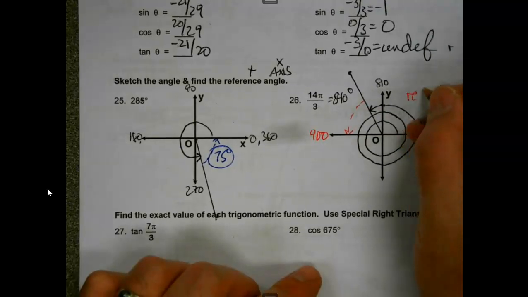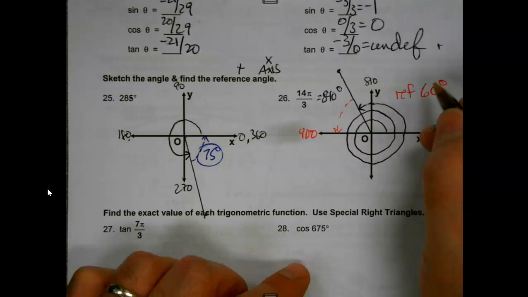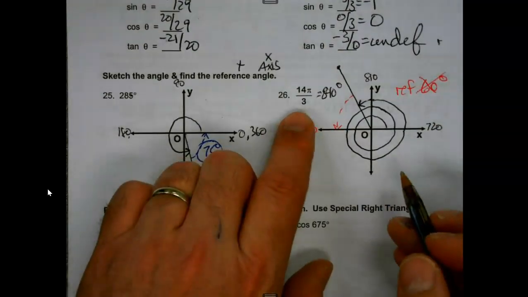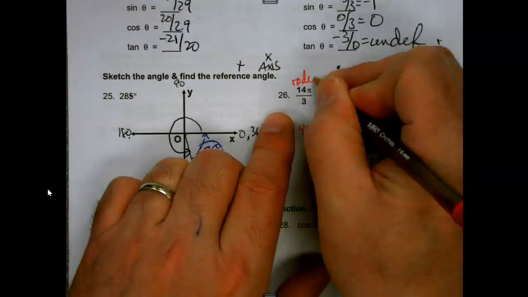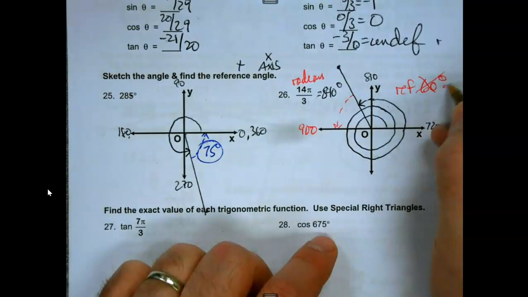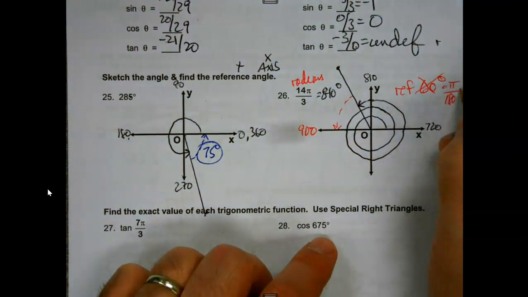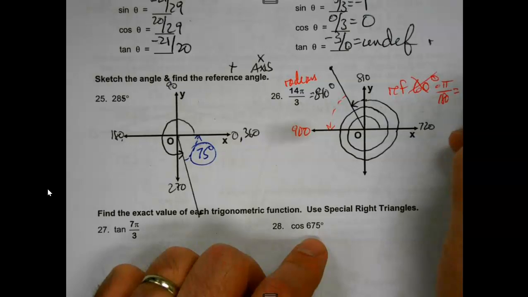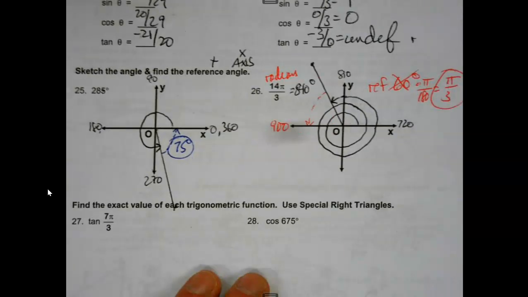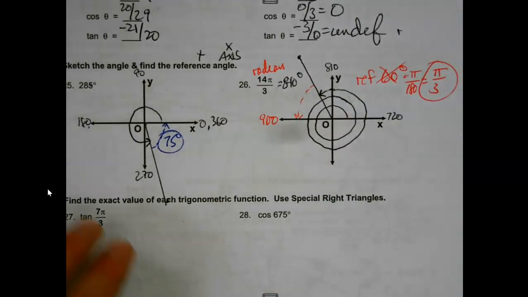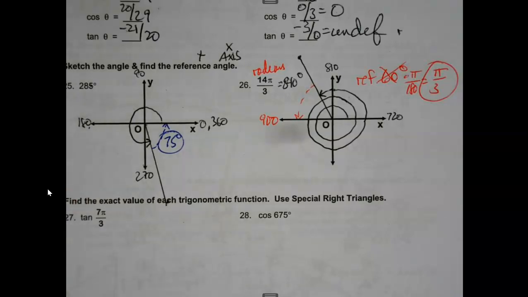Don't tell me that your reference angle is 60 degrees. Don't do that. We're in radians. So if you're thinking 60, that's not really what it is. You're doing it times pi over 180. And hopefully at this point we know 60 degrees is just pi over 3. Okay? Radian start, radian end, people.